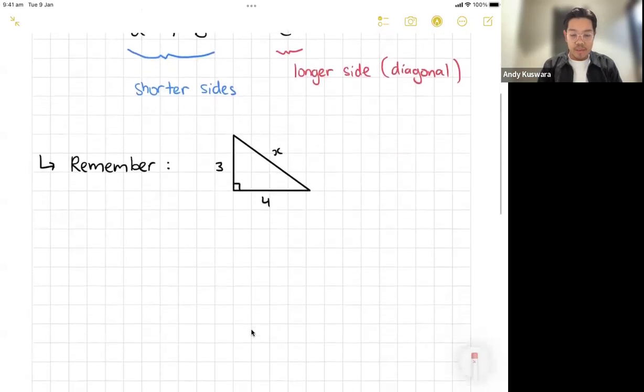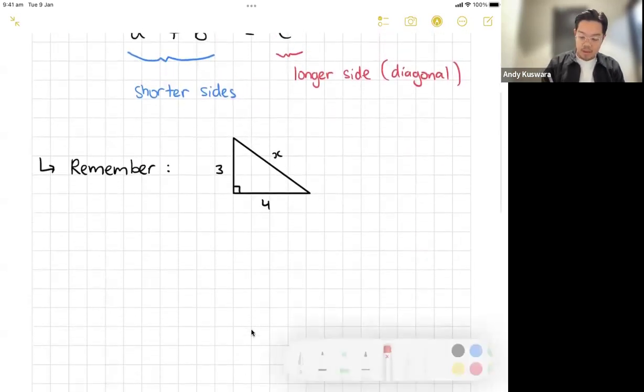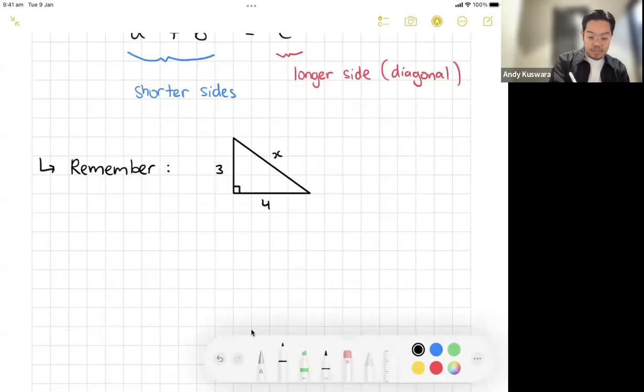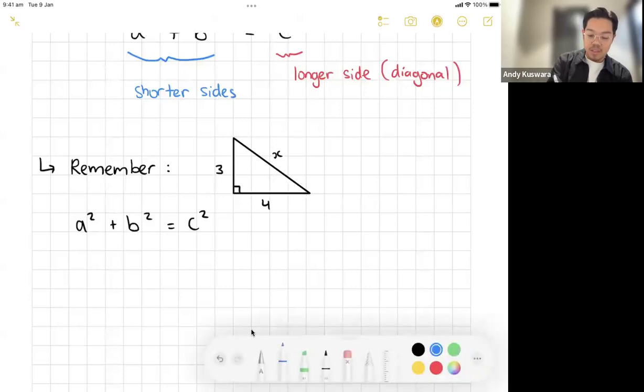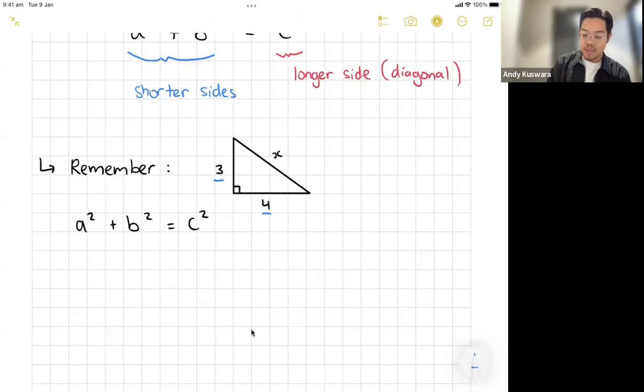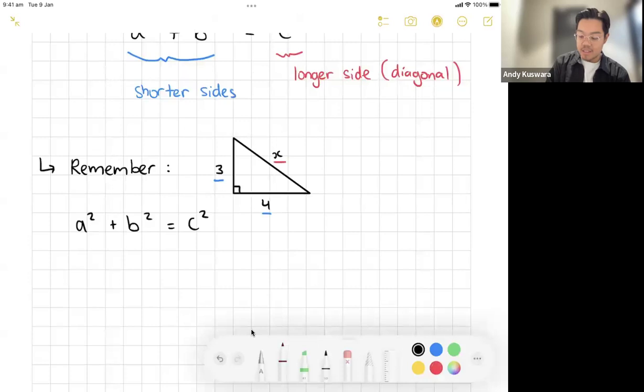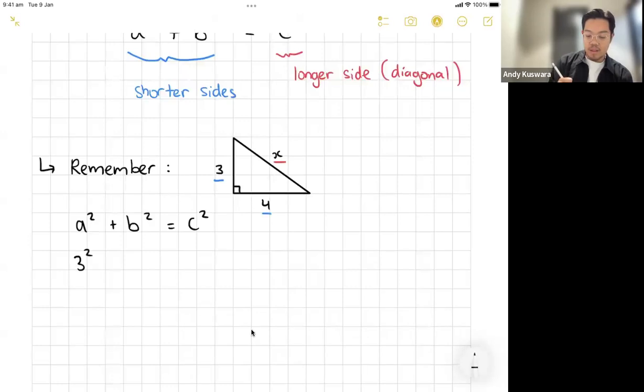Now, if I've got a triangle like this, I'm going to use my Pythagoras theorem to solve for my unknown side. I'm going to start with a squared plus b squared equals c squared. I can see here that my shorter sides are 3 and 4, and my diagonal is going to be that x. So I'm going to write it down as it is and replace it. Instead of a squared, I'm going to write 3 squared. Instead of b squared, I'm going to write 4 squared. And instead of c squared, I'm going to write x squared.